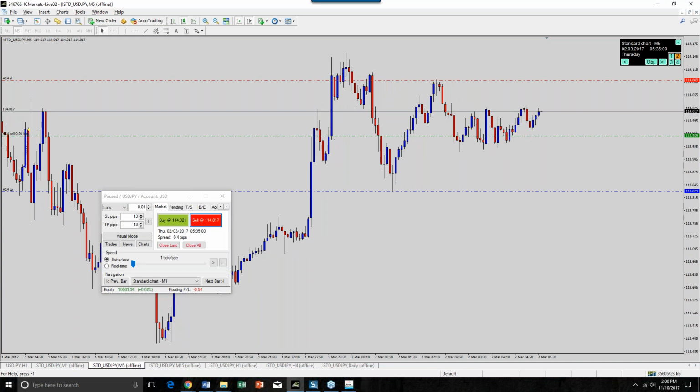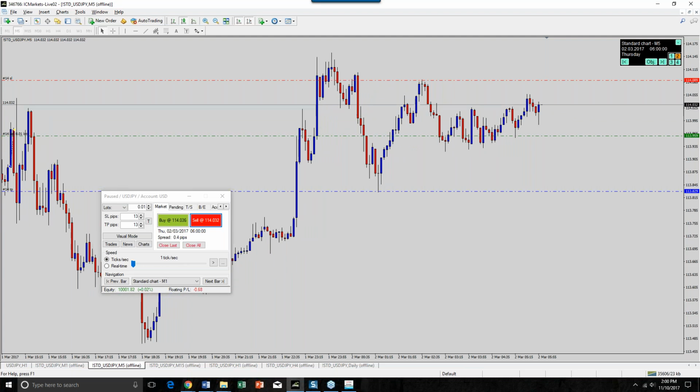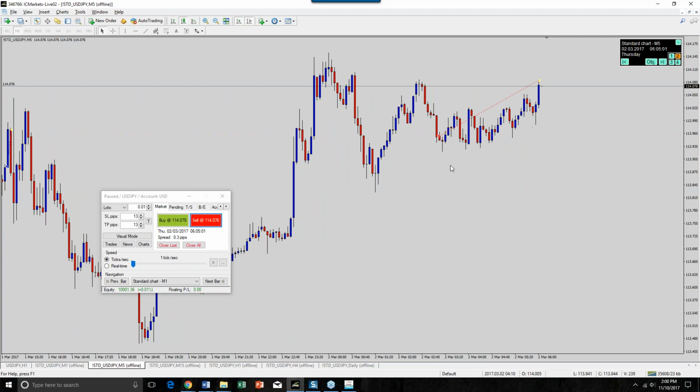All right. Don't like that. Next candle should break us. Yep, it broke. Okay. So once again, we didn't have the movement that we needed.